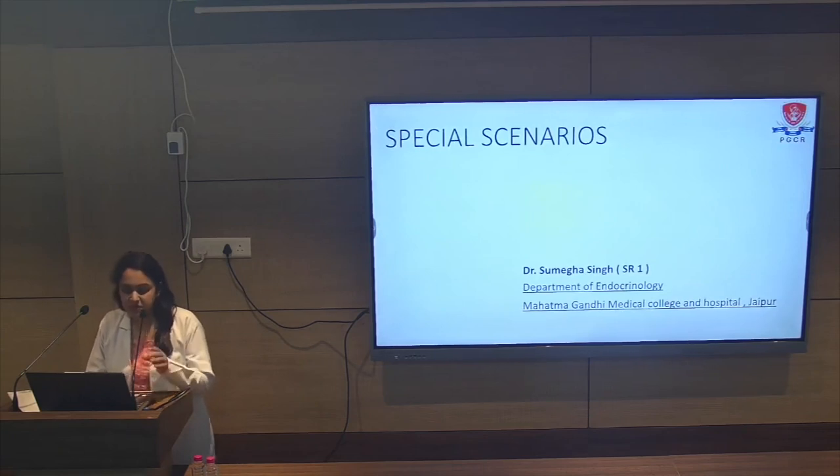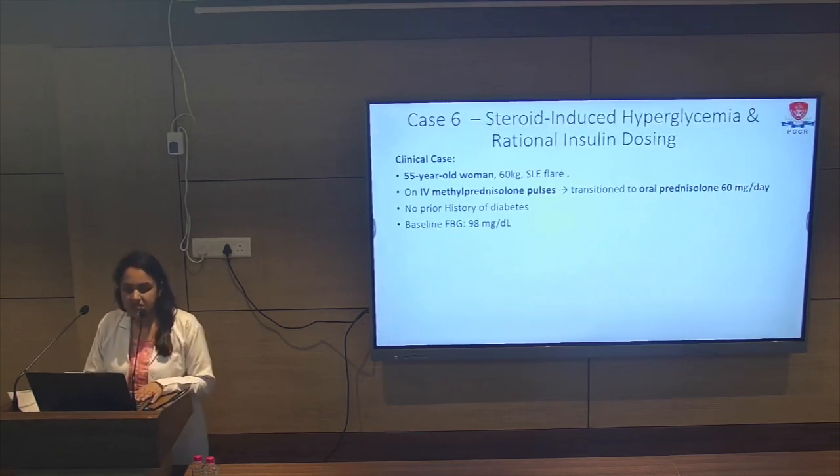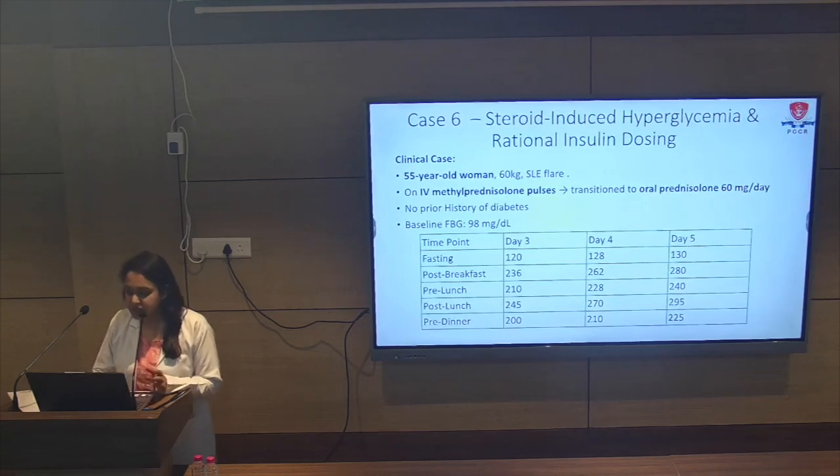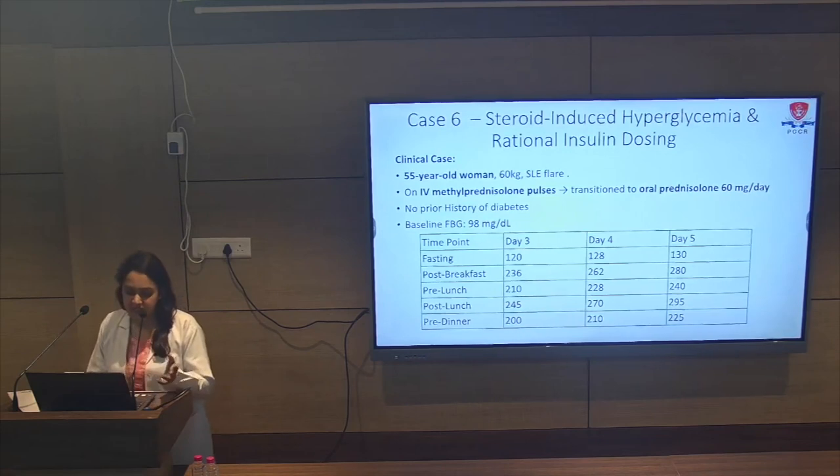Now let's come to some of the special scenarios. This is a 55-year-old woman, 60 kgs weight, with SLE flare on IV methylprednisolone pulses, transitioned to oral prednisolone 60 mg per day with no history of prior diabetes. Baseline fasting glucose was 98 mg per deciliter. Now these are the glucose readings on day 3, day 4 and day 5. The interpretation is that as we have given the oral prednisolone in the morning, we see post-lunch peaks which match the steroid effect pattern.